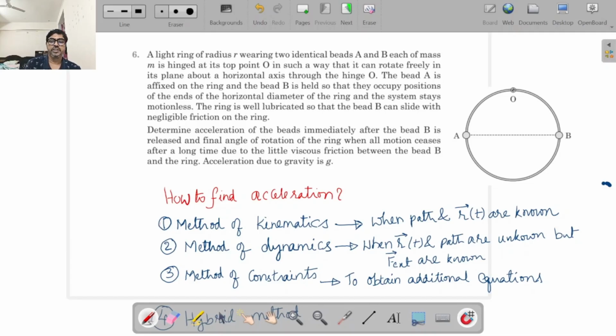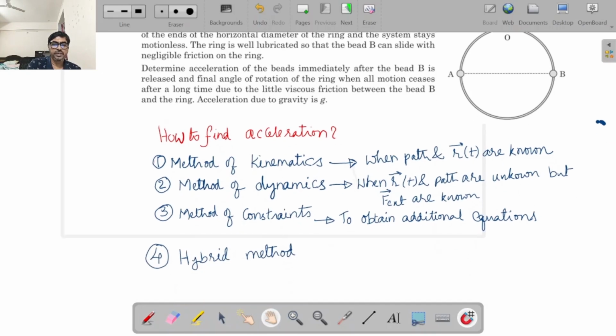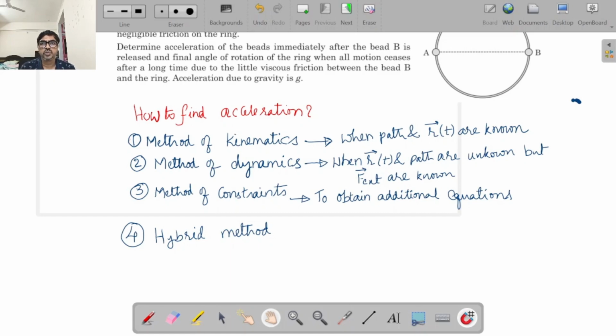First let's focus on the first part, where we need to find the accelerations. Whenever you are asked to find acceleration, there are certain methods, it is very straightforward. The first method is the method of kinematics, which is what you study in physics first. There the position of the particle is given as a function of time, and velocity is given as a function of time, so x and y are given as functions of time. You can simply differentiate and find the acceleration. That is called the method of kinematics, the method of differentiation.